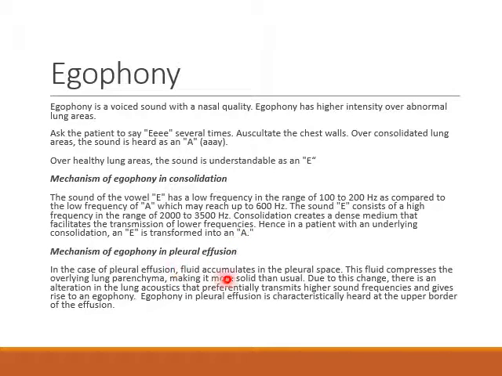In case of pleural effusion, the fluid accumulates in the pleural space. The fluid compresses the underlying lung parenchyma, making it more solid. This leads to alteration of the lung acoustics, transmits the high sound frequency and gives rise to egophony. So the egophony is heard over the upper border of the effusion.